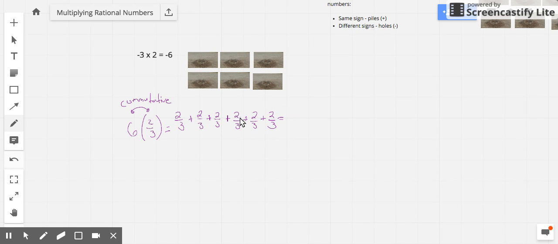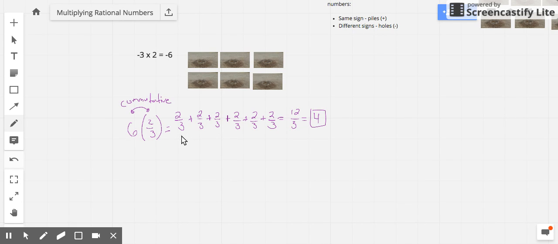Remember, when you add fractions with like denominators, the denominator stays the same. I keep it, and I just add the numerators. 2, 4, 6, 8, 10, 12. So I have 12 thirds piles. Well, I can simplify that because 3 goes into 12 4 times. Whoa, that's crazy. I have a smaller number than the 6 I started with? Well, of course you do, silly, because 2/3 is smaller than 1.